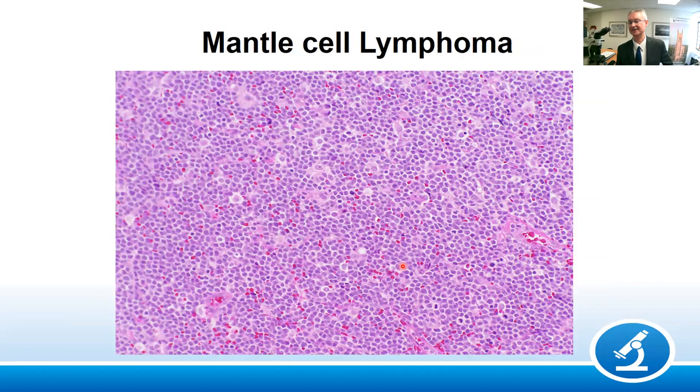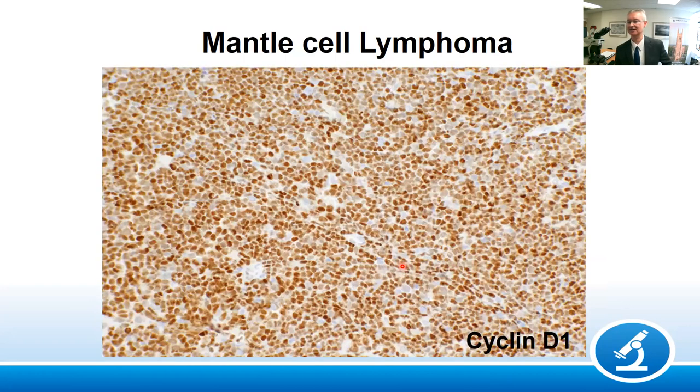And when you get the biopsy, it's either going to be a MALT lymphoma or a mantle cell lymphoma in the vast majority of the cases. Your low grade B cell lymphomas, your high grade B cell lymphomas will mainly involve the orbit if we're talking about ophthalmic pathology. And here's a cyclin D1.